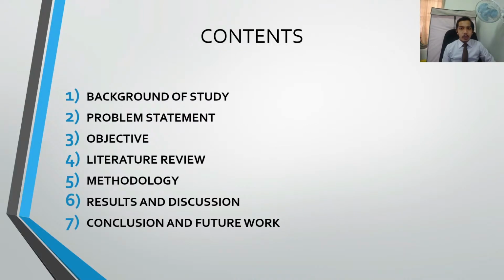First of all, I will explain briefly about the content, that is the background of the study. Next is the problem statement, then objective, continue with literature review. After that is methodology, and then result and discussion, and lastly is conclusion and future work.